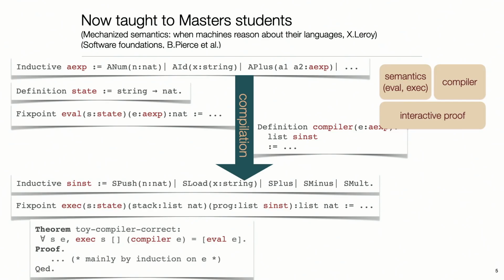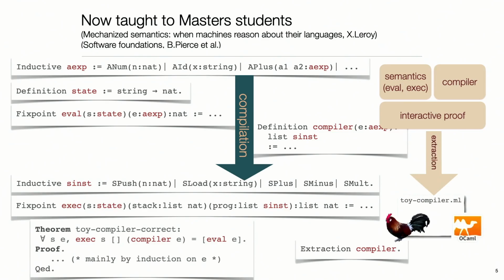Then you need to prove the theorem, and this is an interesting exercise because it is an opportunity to explain to students that sometimes you need a more general theorem in order to reason by induction on a relation. Here you cannot prove this theorem directly. You need to generalize it in order to use the induction hypothesis. Anyway, you do your proof, and then once you have done all this, you can extract your compiler, that is the OCaml code of the compiler that you can run outside of the proof assistant. And this is what is called the verified compiler.